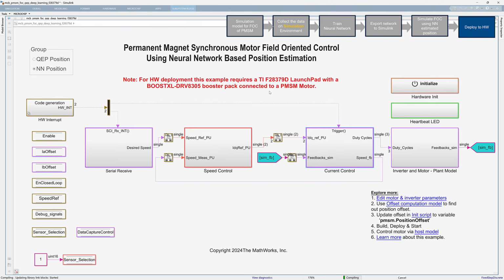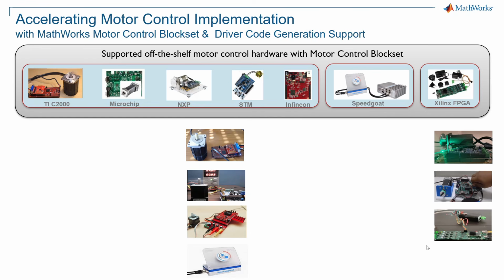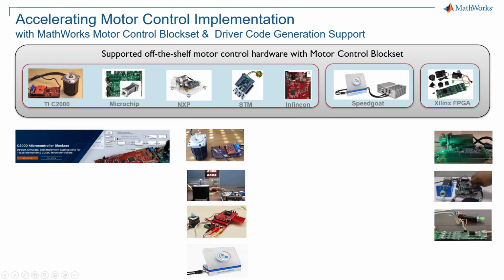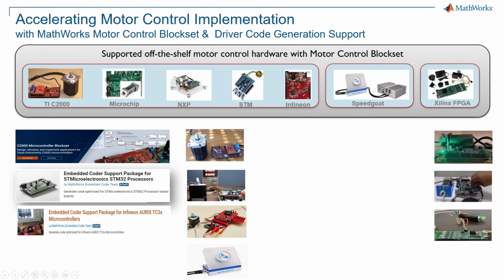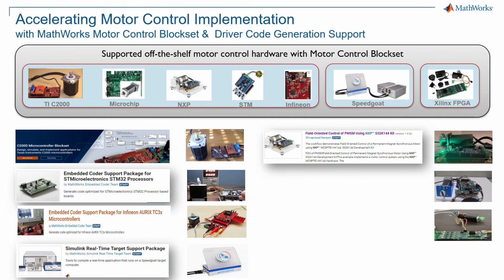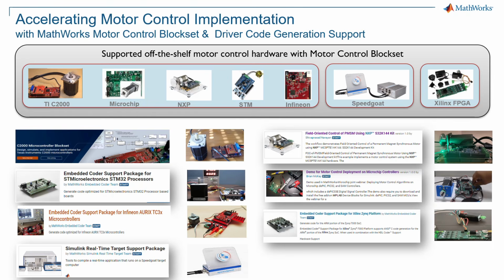So this here is enabled with Embedded Coder and the C2000 microcontroller block set, which enables us to configure those peripherals for this TI C2000 device which we are working on. And it's not just C2000 devices which we can work on. MathWorks has support for many popular microcontrollers and FPGAs, so you can generate driver code for any of these controllers, thus automating the process of generating driver code for hardware, saving time and effort in the development process.